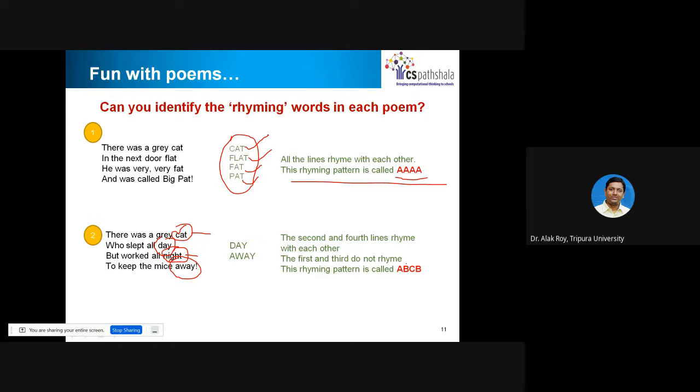So in this pattern, words A and C are different, whereas B and the last word have the same sound. So the sound B is repeating. This rhyming pattern is called ABCB. Okay, earlier all this was AA. Here it is ABCB. So what we are trying to know here is that in rhyming, depending upon their sound, we are observing the pattern.